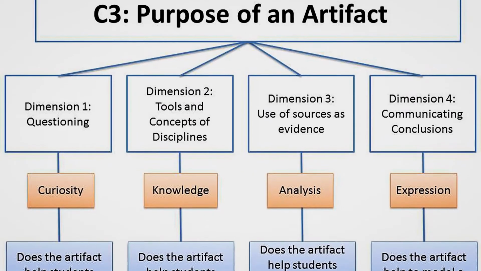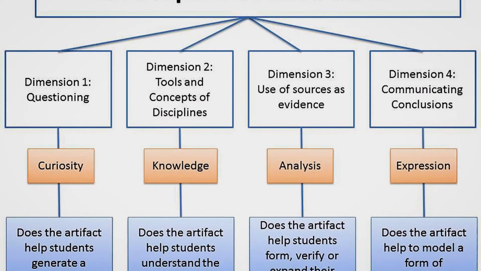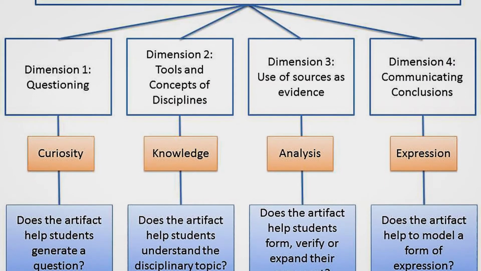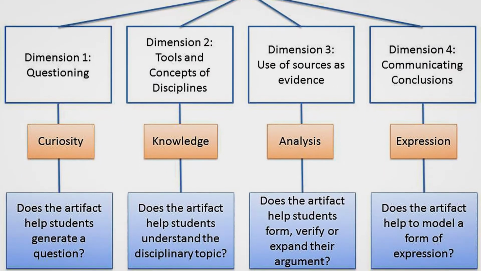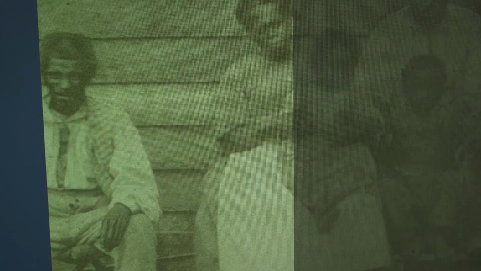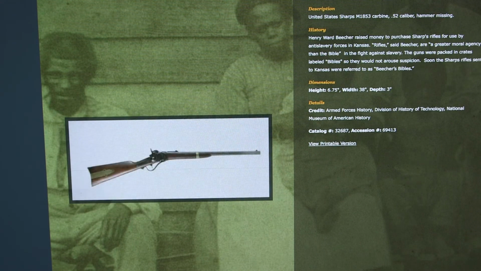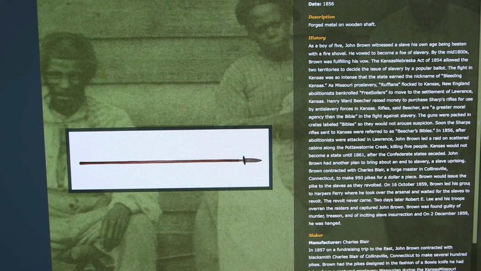This outline provides a framework for thinking about the instructional uses of objects and how they might enhance the teaching of the 4 dimensions within the C3. So let's take a look at some examples. To inspire students' curiosity in Dimension 1, you might use images of weapons from John Brown's raid to approach the compelling question, how should we remember John Brown?